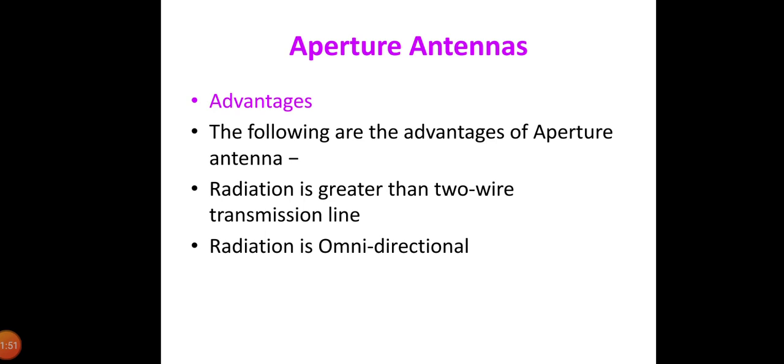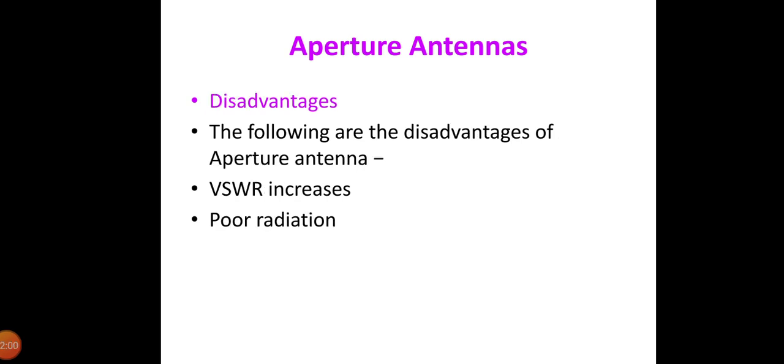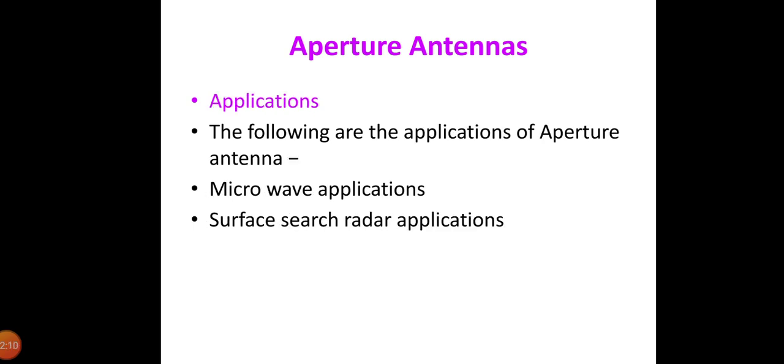Here are some of the advantages of aperture antennas. The radiation is greater than the two-wire transmission line, and the radiation is omnidirectional. The main disadvantages of aperture antennas are that the VSWR increases and it has poor radiation. Aperture antennas are widely used in microwave applications and surface search radar applications.